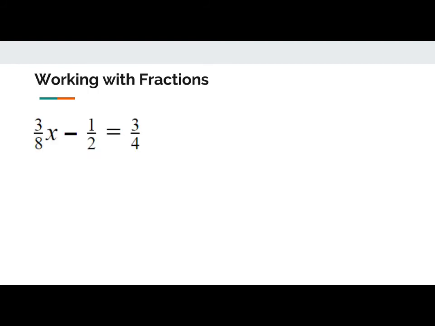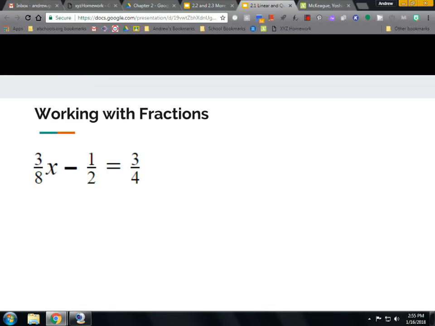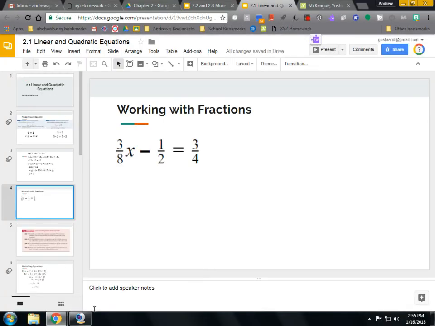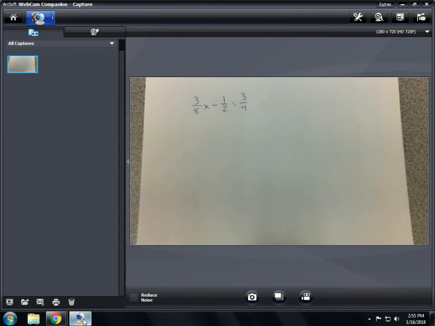Okay, let's look at another example. I'm going to solve this one. I'm not going to show all the nitty-gritty steps. I'm going to do it in a much more streamlined way, but I'm going to use the document camera. So we've got 3/8 x minus 1/2 equals 3/4.